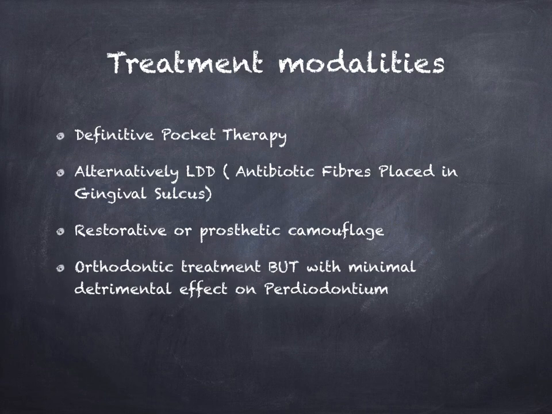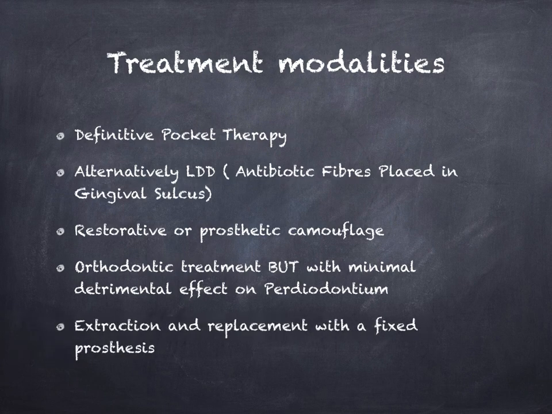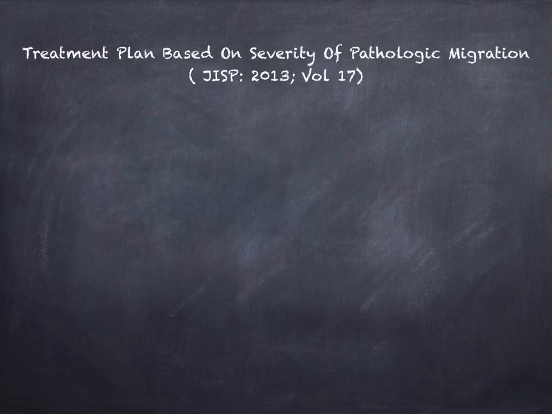Orthodontic treatment, with minimal detrimental effect on the periodontium, can be initiated in teeth that have at least 50% or more support. And finally, in teeth which have severe pathologic tooth migration, extraction and replacement with a fixed prosthesis is what is advocated. The Journal of Indian Society of Periodontology has summarized the treatment plan based on the severity of pathologic tooth migration.